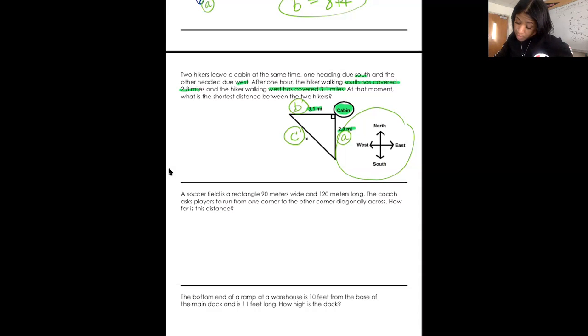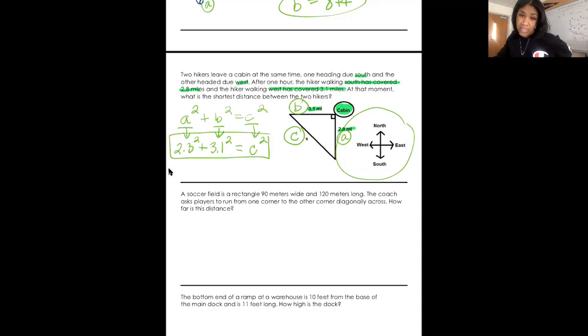Step 3, formula. A squared plus B squared equals C squared. I'm going to change my A to 2.3 and I will square it. I'm going to change my B to 3.1 and square it. My C is unknown. I will leave it as C and square it. Bring down the plus sign, bring down the equal sign. We have 2.3 squared plus 3.1 squared equals C squared.